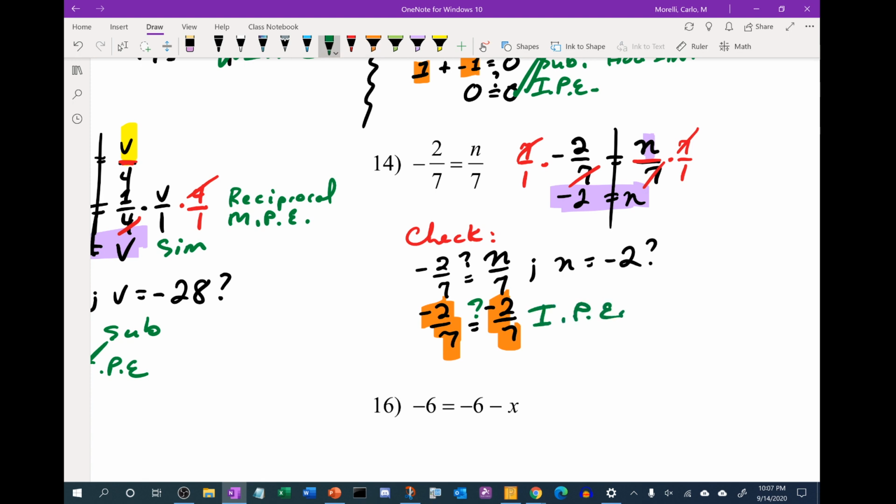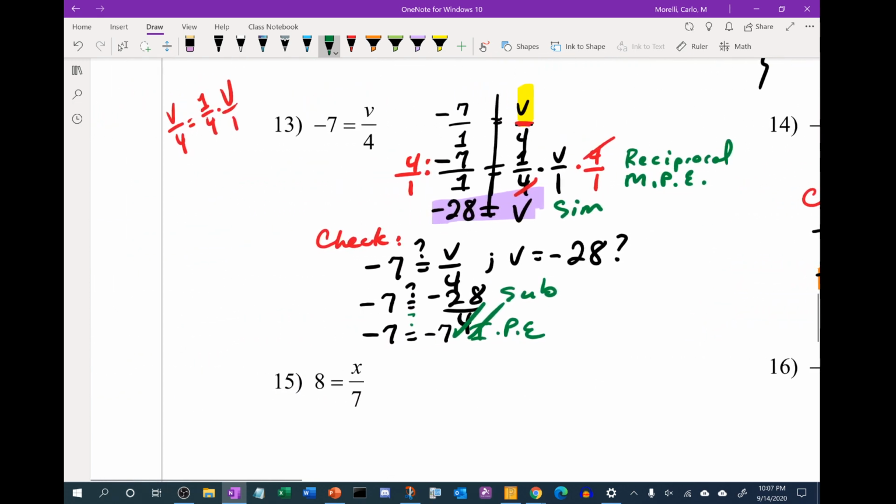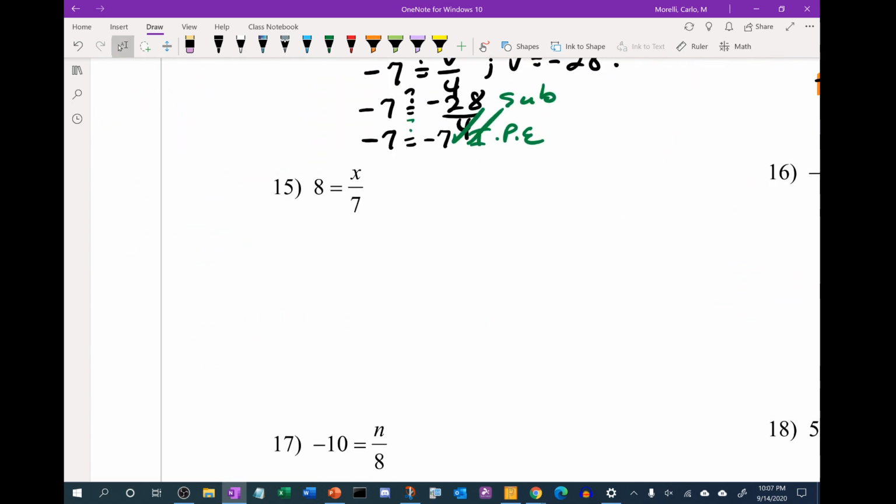Okay, so up here I used the definition of a reciprocal, and I did the multiplication property of equality, and then I simplified. Okay, here I substituted, and then I used the identity property of equality to prove this. Number 15, 8 equals x over 7. Well, the question is, for what value of x, if there are any, does 8 equal x over 7? So let's ask that question.